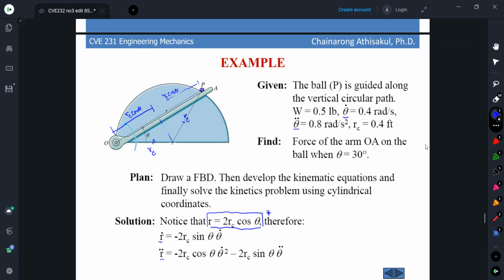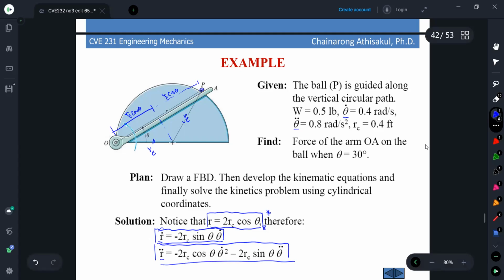According to this, we can take the first derivative of this equation to get r dot. That becomes 2rc. Take the derivative of cosine, it becomes minus sine theta and theta dot. That is, we have r dot. It becomes like this. And after we take the second derivative of this equation, that is, we take the first derivative of r dot, we will have the combination of these two terms.